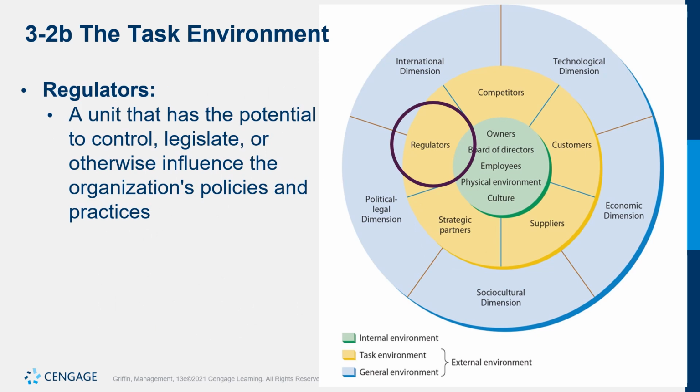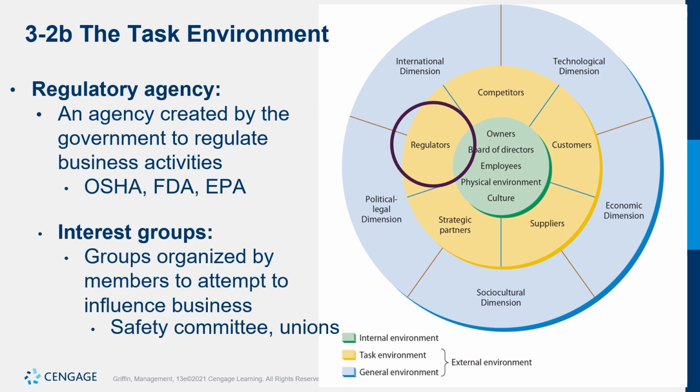Regulators are units that have the potential to control, legislate, or otherwise influence the organization's policies and practices. The regulatory agency includes agencies created by the government to regulate business activities, such as the Occupational Safety and Health Administration or the Food and Drug Administration and Environmental Protection Agency. Interest groups are those organized by members to attempt to influence business, such as safety committees or unions.